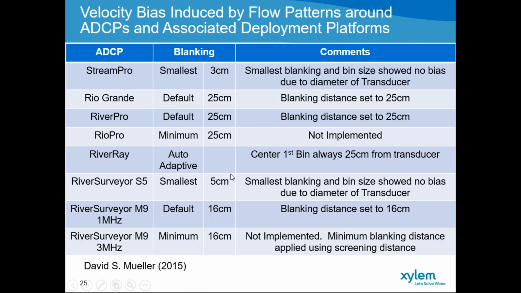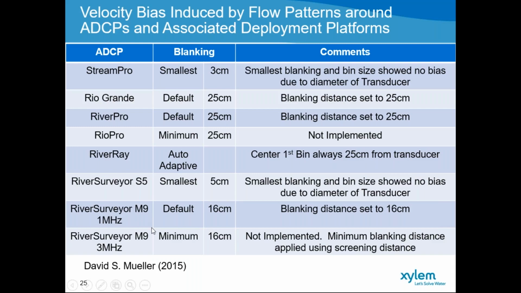RiverSurveyor has an auto-adaptive blanking distance process, and the center of the first bin is always 25 centimeters from the transducer, so that puts it outside the 1% error on velocities. RiverSurveyor S5's smallest blanking distance is 5 centimeters, and again, this is similar to the StreamPro. The smallest blanking distance and bin size showed no bias due to the diameter of the transducer. So RiverSurveyor S5 is not impacted by any flow disturbance at all.